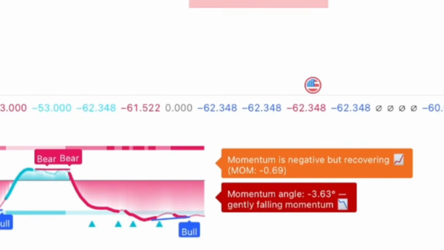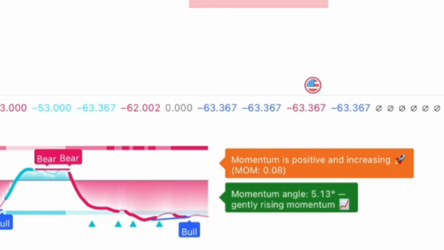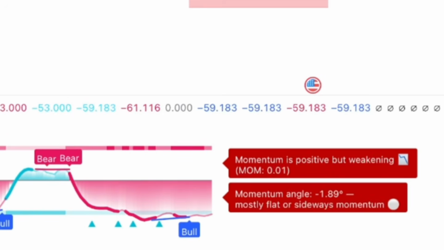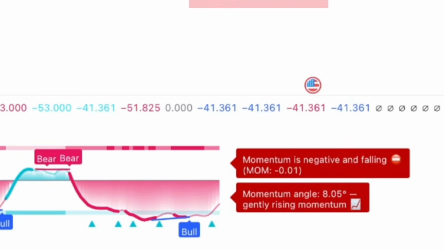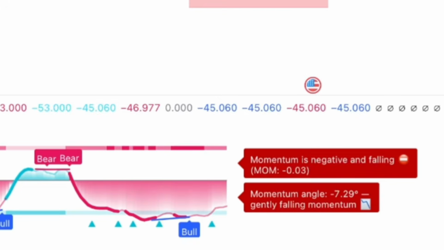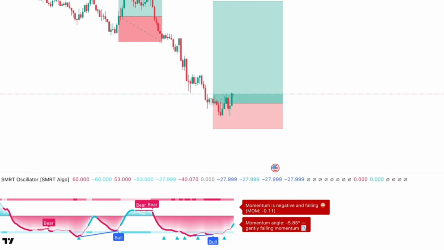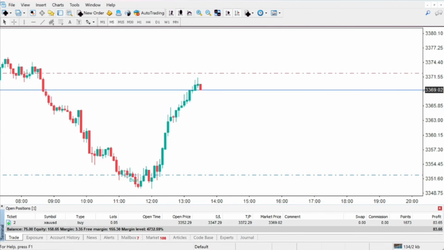Now this is where I really like how the smart oscillator works. Remember what I said earlier? It's not just throwing signals everywhere, like some cheap divergence indicators. It actually waits for momentum to hit extreme zones, and then confirms with that histogram break.